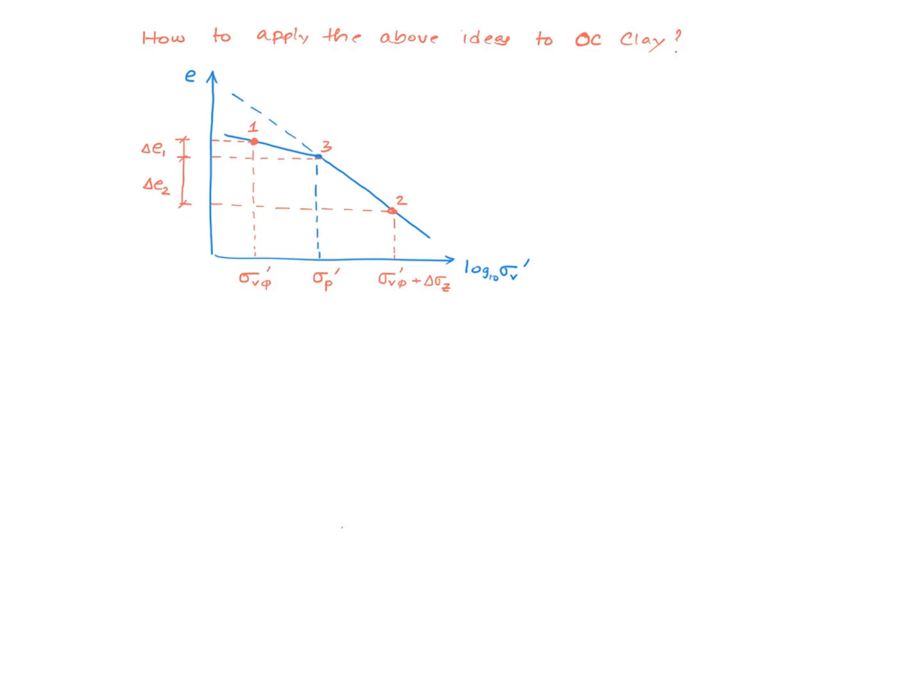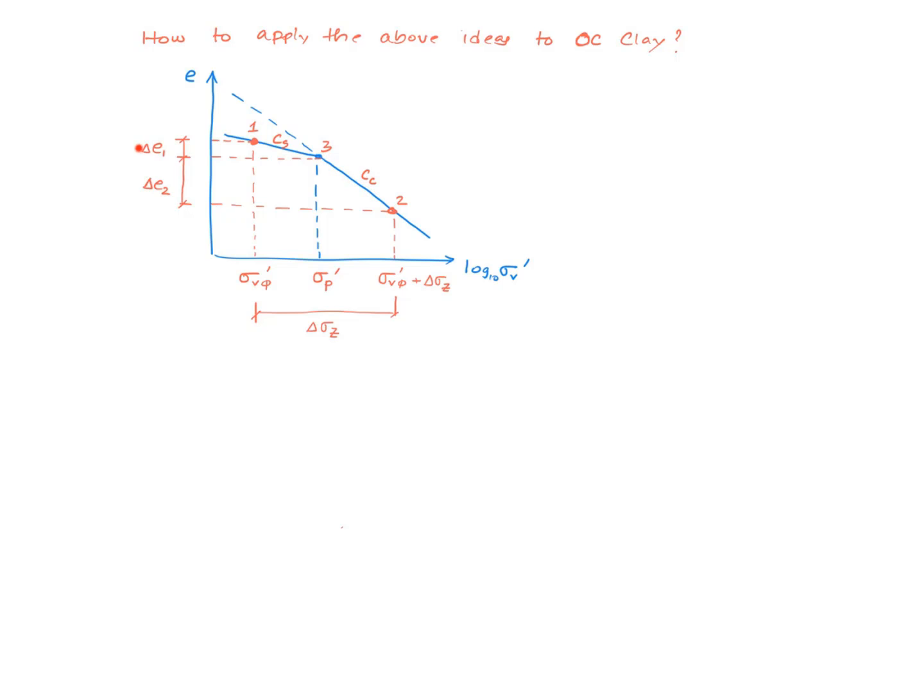We know the initial point is now going to plot on one of the swelling curves, right? Swelling lines. But whether the final point is going to plot on the virgin compression curve or the swelling curve depends on the change in the vertical stress. Supposing, say, it plots over here, all right? Then the total change in the void ratio can be split up into two parts: a part that involves the swelling line and a part that involves the virgin compression line.